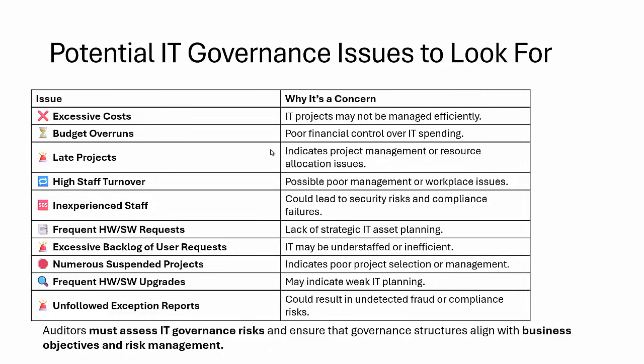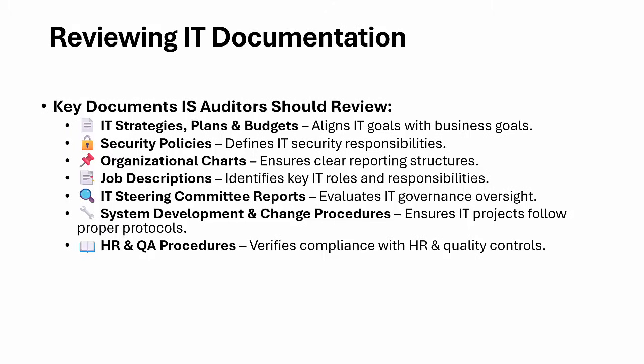When we audit IT governance, we review some documents, and those documents are the starting point. First, I will check the IT strategy, plan and budget, to check whether it is aligned with the business goals. I will look for the security policy: is it documented, and is it aligned with the security initiatives and business objectives? I will look for the organization chart to make sure there is a clear reporting structure. I will audit the JDs to identify IT roles and responsibilities, as well as what the people are actually working on.